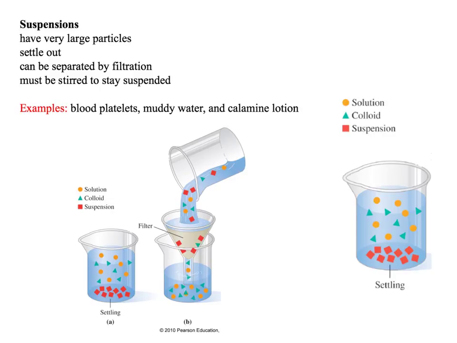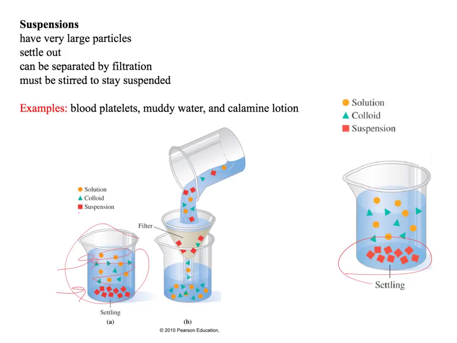Suspensions have the largest particles. They will settle out. So if you put them in a beaker and let it sit for a little while, notice the suspension, gravity brings it to the bottom. The colloids and the solutions are dispersed throughout, but in a suspension, the particles are so large and typically heavy that they all settle at the bottom. They can be easily separated by filtration.